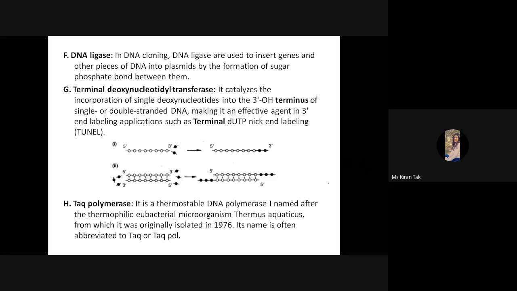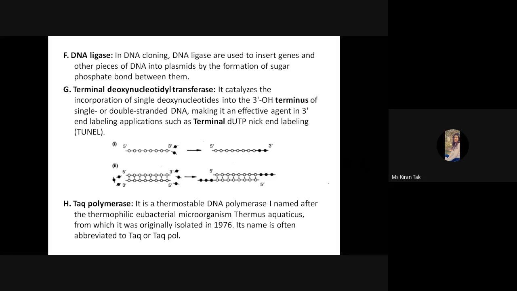The next is terminal deoxynucleotidyl transferase. This enzyme catalyzes the incorporation of single deoxynucleotides into the 3 prime OH terminus of single or double stranded DNA, and it has various uses in 3 prime end labeling applications such as terminal dUTP nick end labeling, also known as TUNEL.